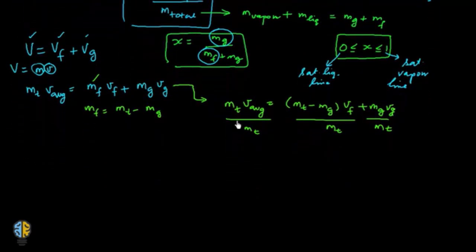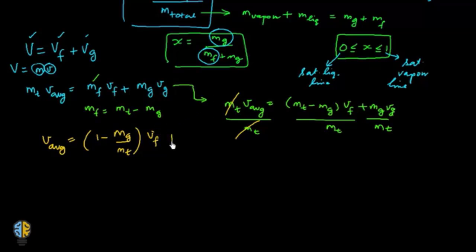So now you can cancel off mt and mt from here. Alright, so you get V average is equal to 1 minus the mass of gas upon the total mass into the specific volume of liquid plus mg plus mt into the specific volume of gas. Now looking at it in a very careful manner, this fraction gives us the quality of steam, that is X, or the dryness fraction.